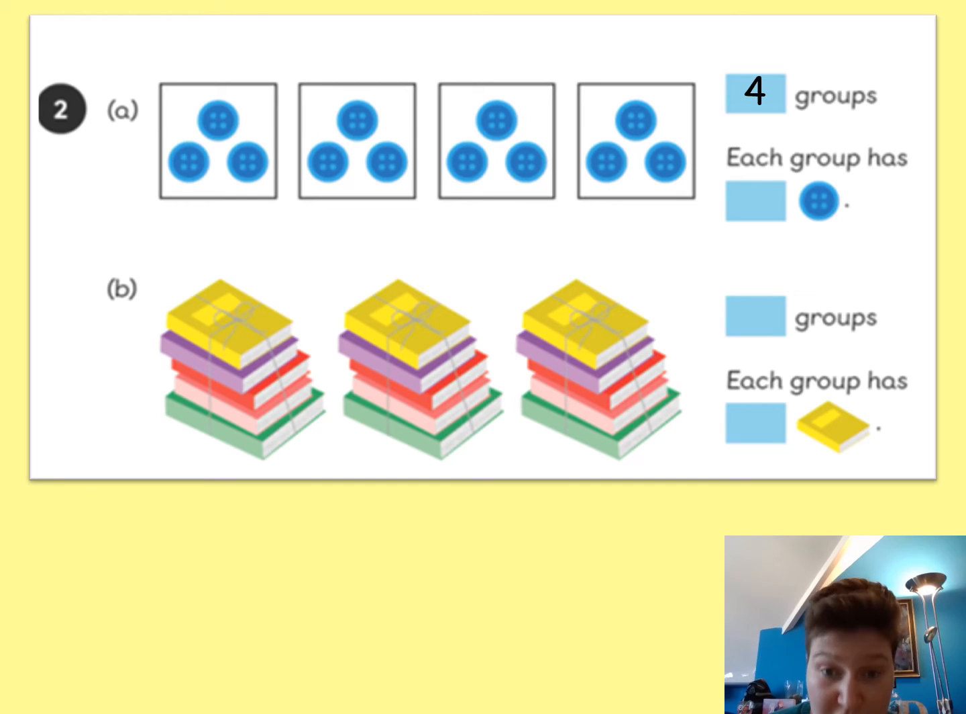Okay, so there were 4 groups, 1, 2, 3, 4 groups of buttons, and each group has 3 buttons in. Okay, so we've got 4 groups of 3 buttons. And if we look at the next picture, how many groups are there? There are 3, and each group has 5 books. Okay, so we've got 3 equal groups of 5 books.